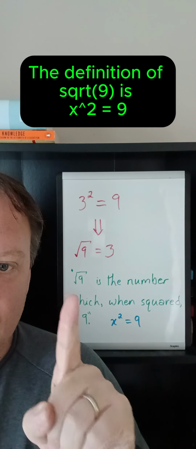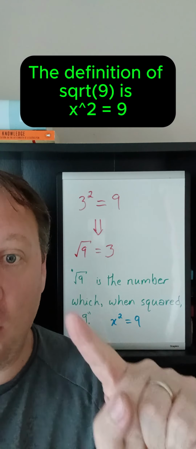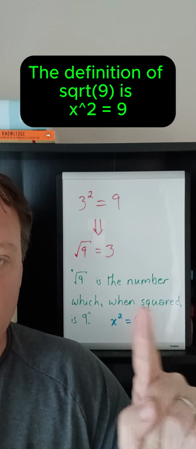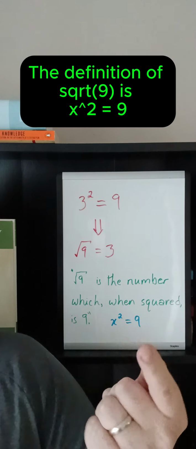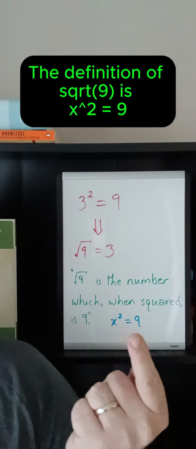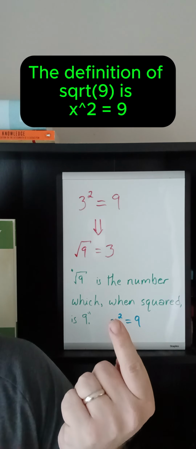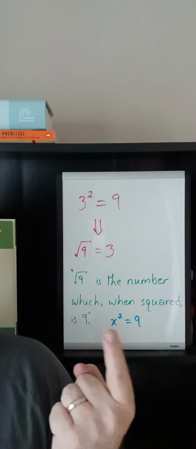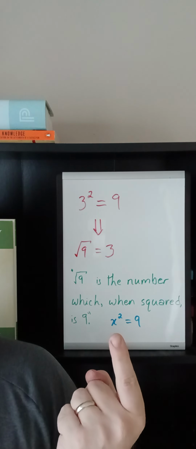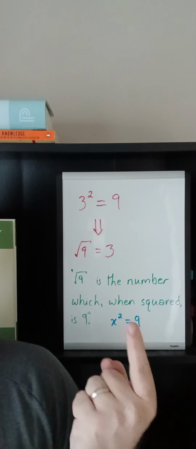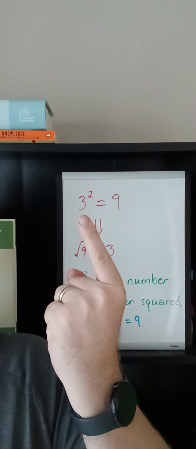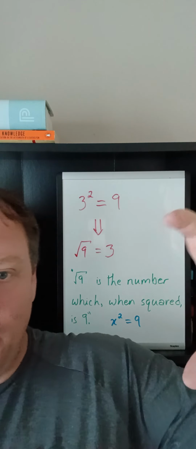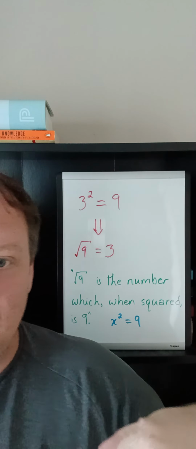Well, because square root 9, by definition, what we mean by square root 9 is the number which, when squared, is 9. If it helps, you can think about this in an equation. So square root 9 is the number that satisfies this equation. And you can see that this equation is satisfied by 3, right? When 3 is squared, you get 9. So that's why 3 squared equals 9 tells us that square root 9 is 3. These are basically the same fact, just stated in different language.